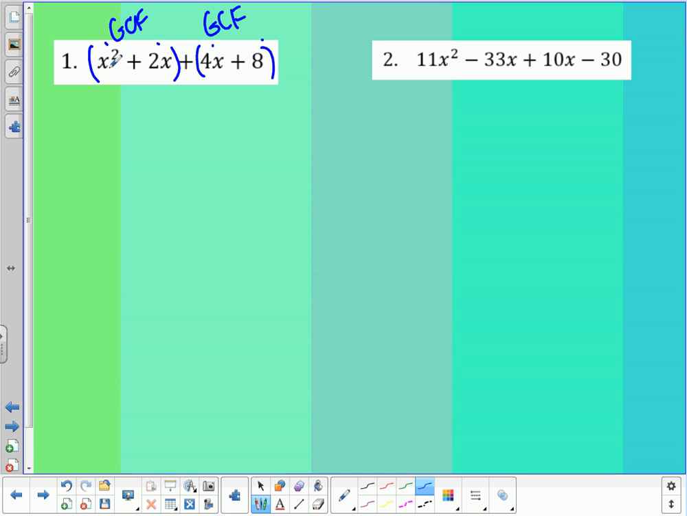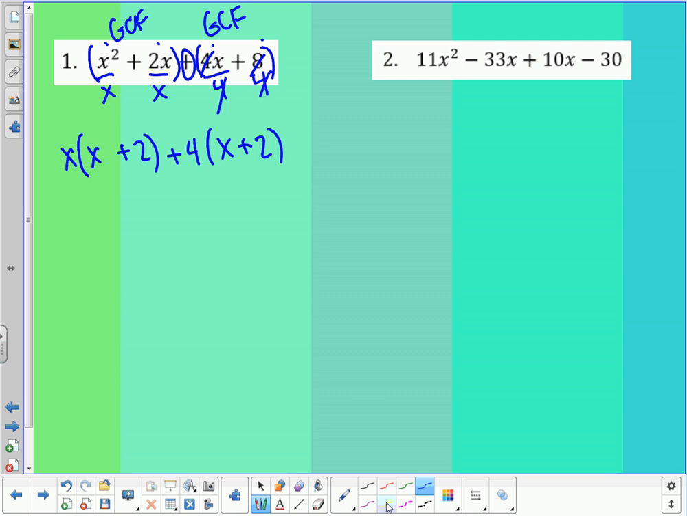So the GCF of this one, if I look at this, the only thing that I can take out of x squared and 2x is an x. So if I write that out, I have x. Behind that, I'm going to be left with x plus 2. Over here, the only thing I can take out of this one is a 4. This is plus in the middle, so I have plus 4. And then 4 divided by 4 goes away. That's x. 8 divided by 4 is 2.